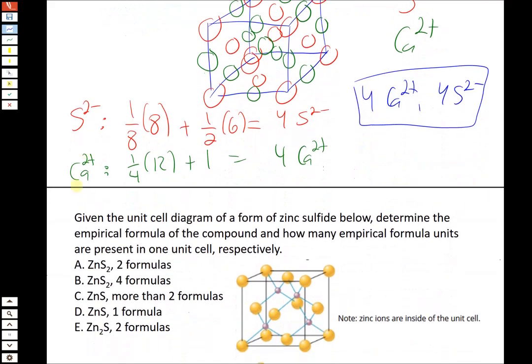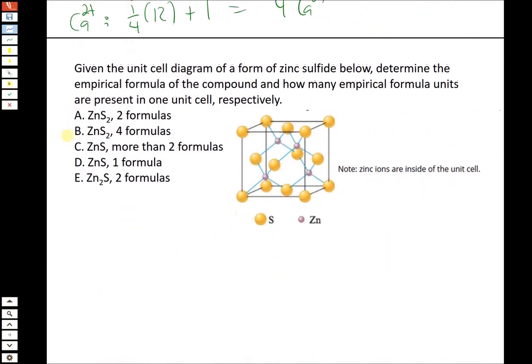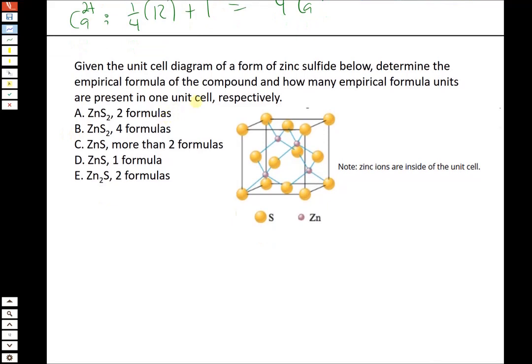And then this one here is going to be a very similar problem. So we have a partial diagram. This time I have to read the picture. For zinc sulfide below, determine the empirical formula and how many empirical formula units are present in one cell respectively. And it says, note, zinc ions are inside of the cell. So again, that's going to be important when we count them.